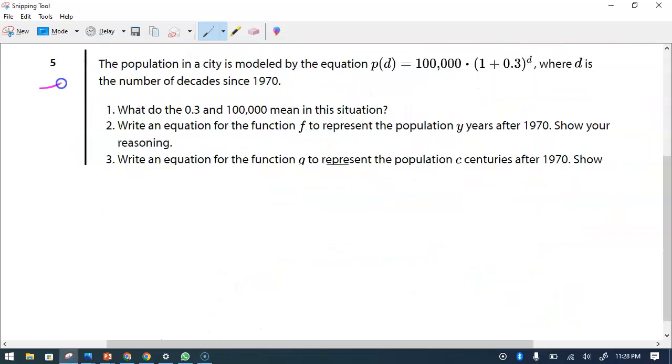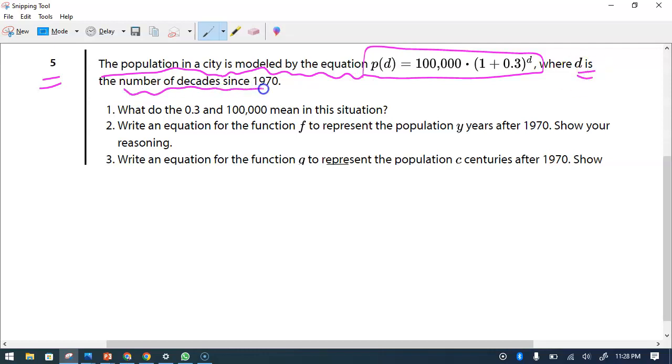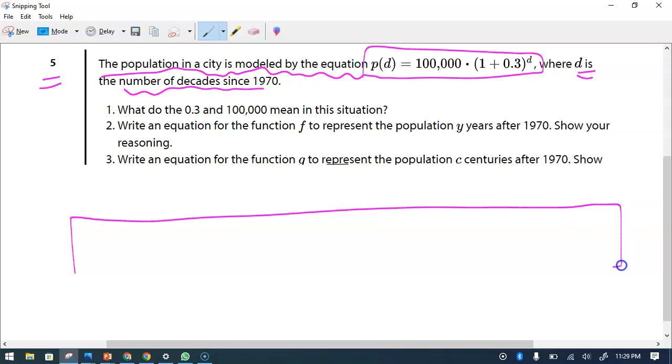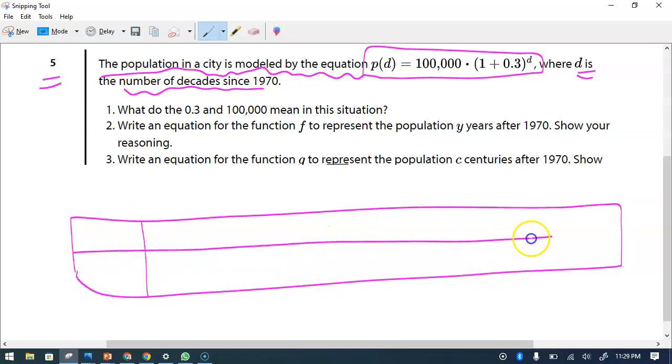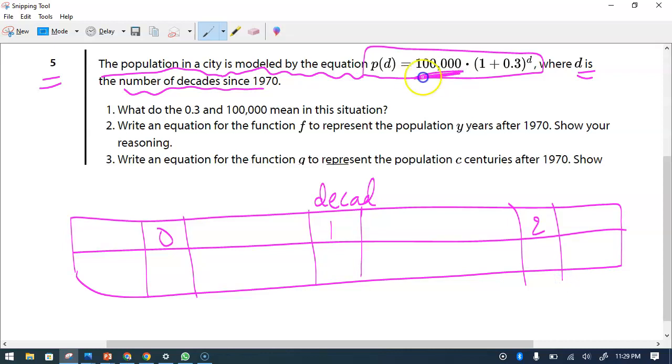Okay, this is about the population. The population in a city is modeled by this, which is given, where D stands for the number of decades. So that means, let me draw this. So this is 0, and there's 1 decade here. So 1, this is a decade, let's say. Then you have 2 decades, and so on. So in the beginning, the population was 100,000.